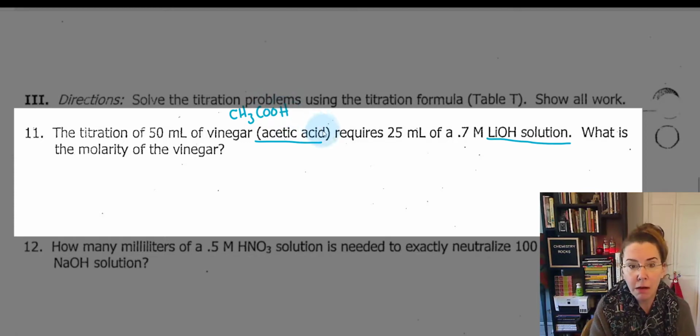That is monohydroxy, so I don't have to do anything here. My next one, lithium hydroxide, that is, hold on, I just misspoke. This one's monoprotic. Lithium hydroxide is monohydroxy. What is the molarity of the vinegar?